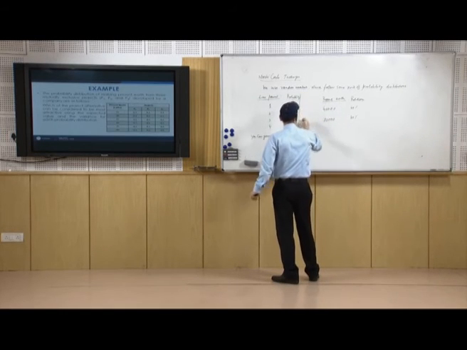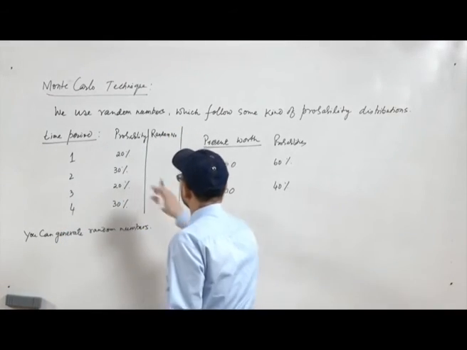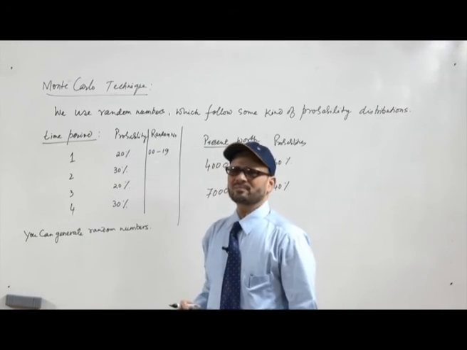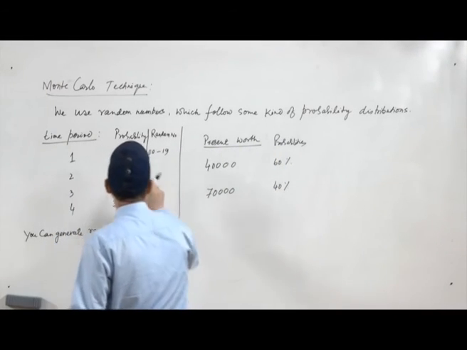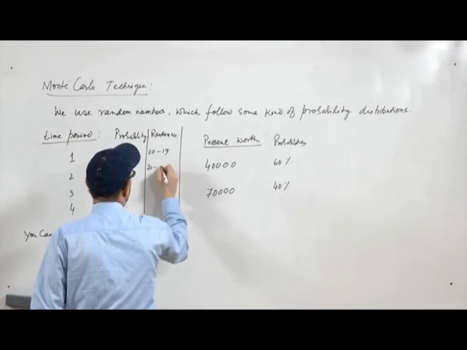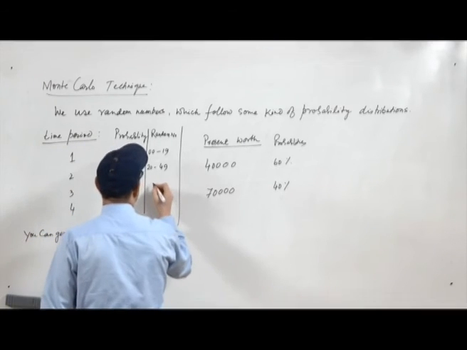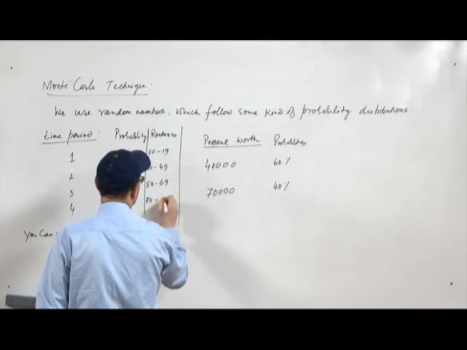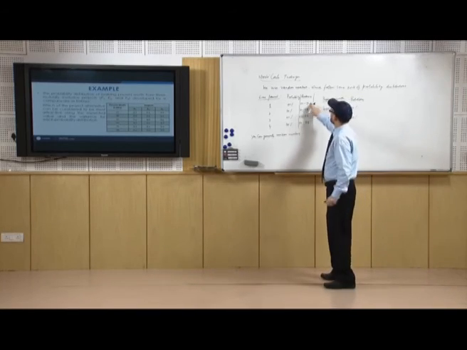So, what happens? You will generate the random number, and since it is 20%, from 00 to 19 will be the random numbers assigned to time period 1. Similarly, for 30%, another 30 numbers will be assigned, so it will be 20 to 49. Then another 20 will be for 3 years, so it will be 50 to 69, and another 30, that is 70 to 99. This way you can assign the random numbers to these values.